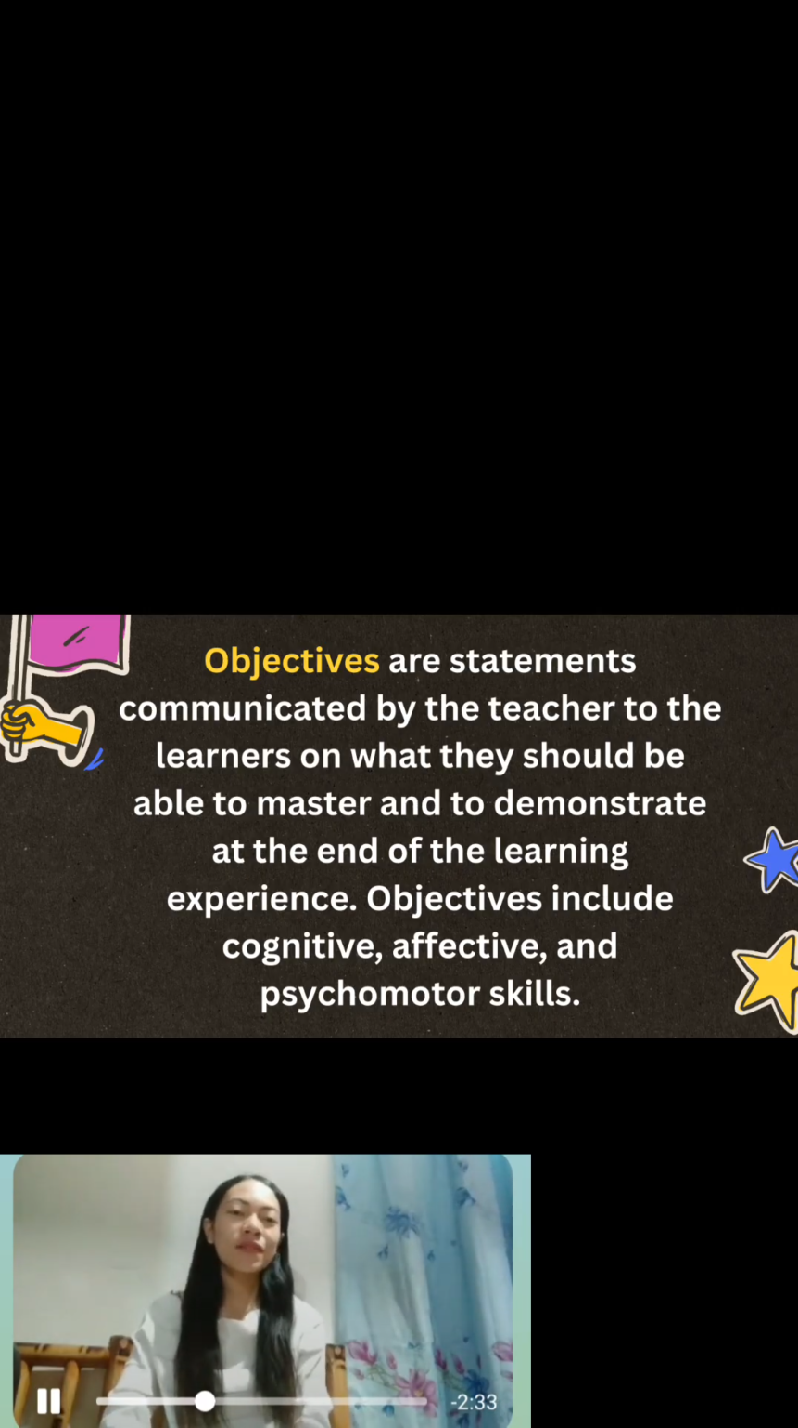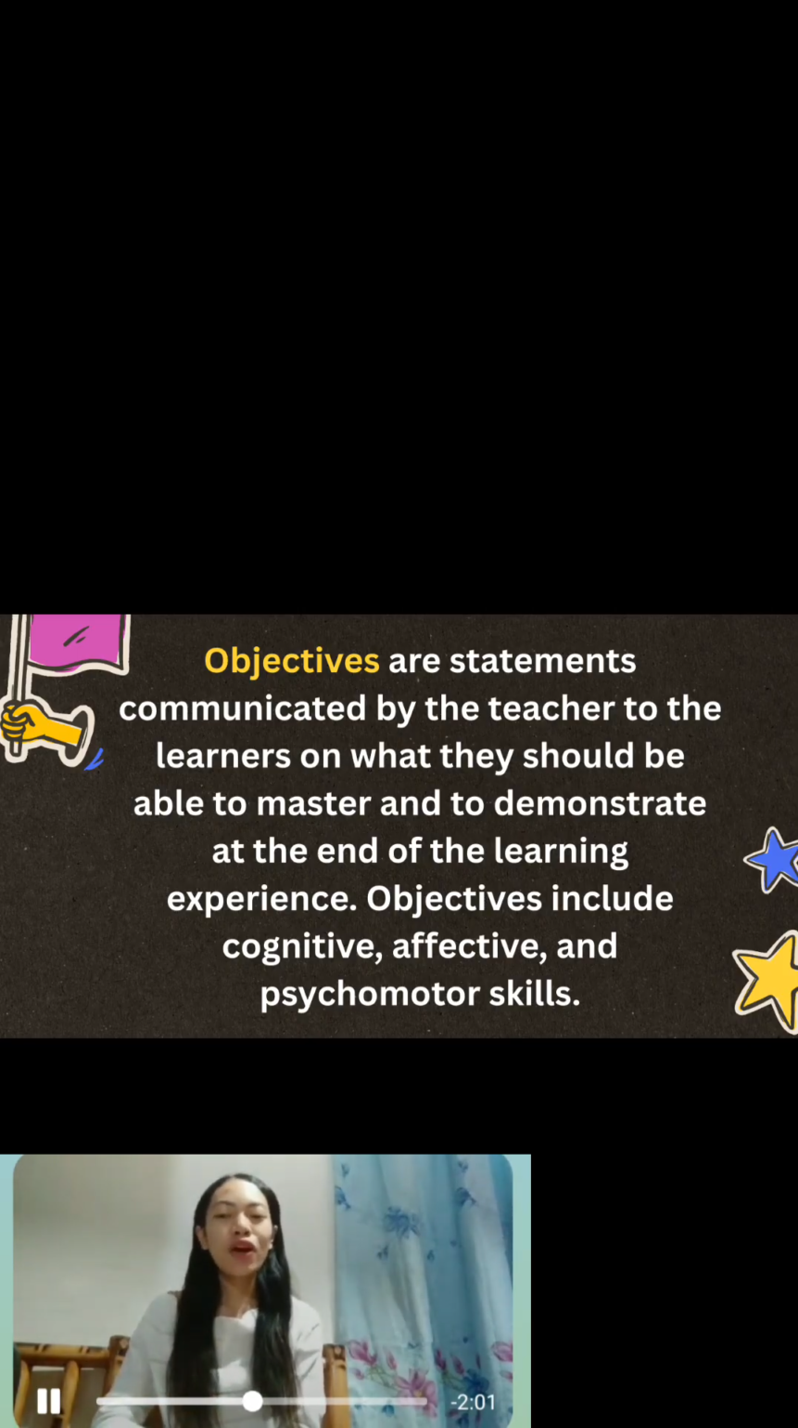Now, objectives are clear and specific statements that describe what learners should achieve after a lesson or activity. So it tells what students will know or be able to do at the lesson or class. So in simple terms, the objective is the goal of the lesson. And good objectives are called SMART, no? So specific, measurable, achievable, relevant, and time bound.